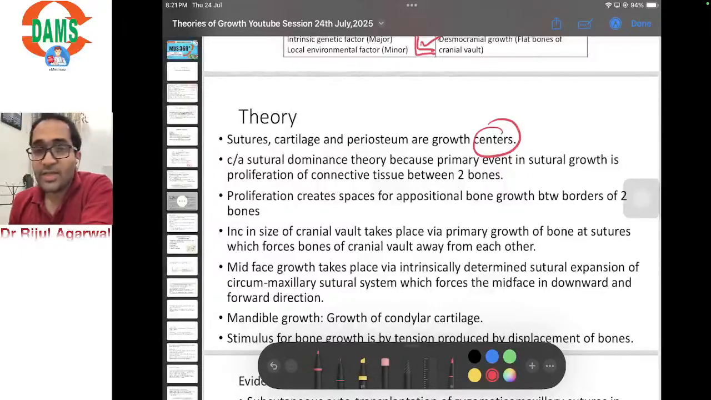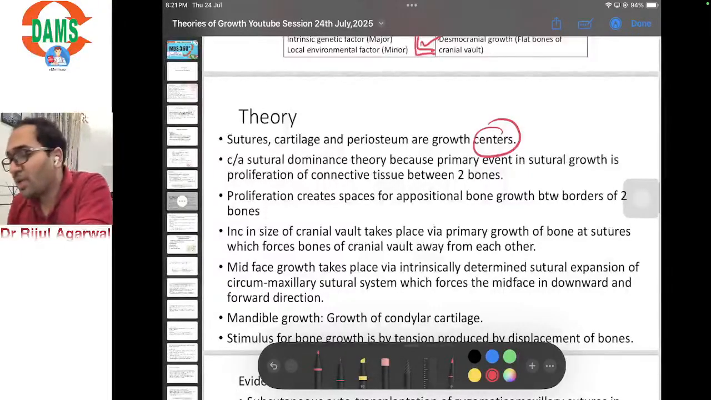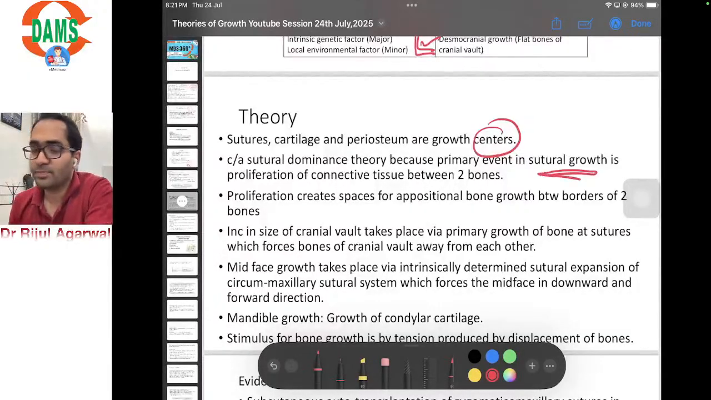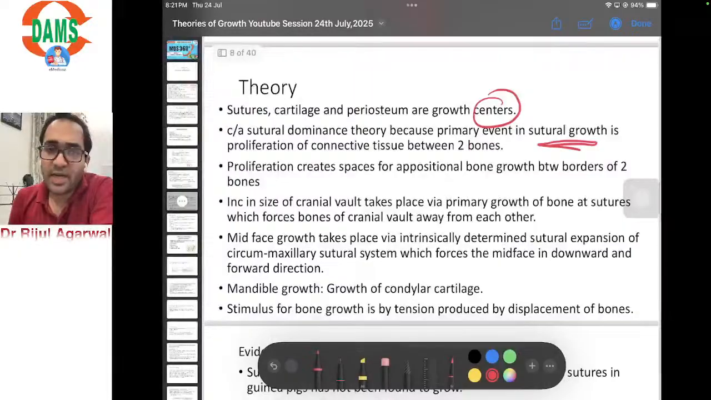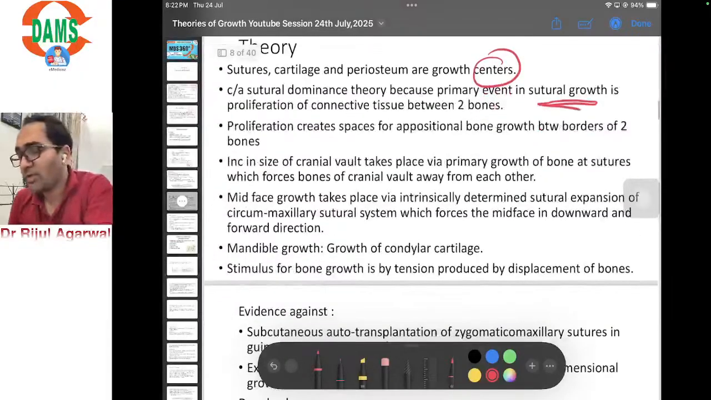Okay, and why is it called a sutural dominance theory? Because the primary event which is occurring is the growth at the sutural region and the proliferation of the connective tissue between them. And when the connective tissue proliferates, there are expansile forces which separate them, resulting in the increase in the growth of the surrounding structure. So increase in size of the cranial vault takes place via the primary growth of the bones at the sutures, which forces the bones of the cranial vault away from each other.